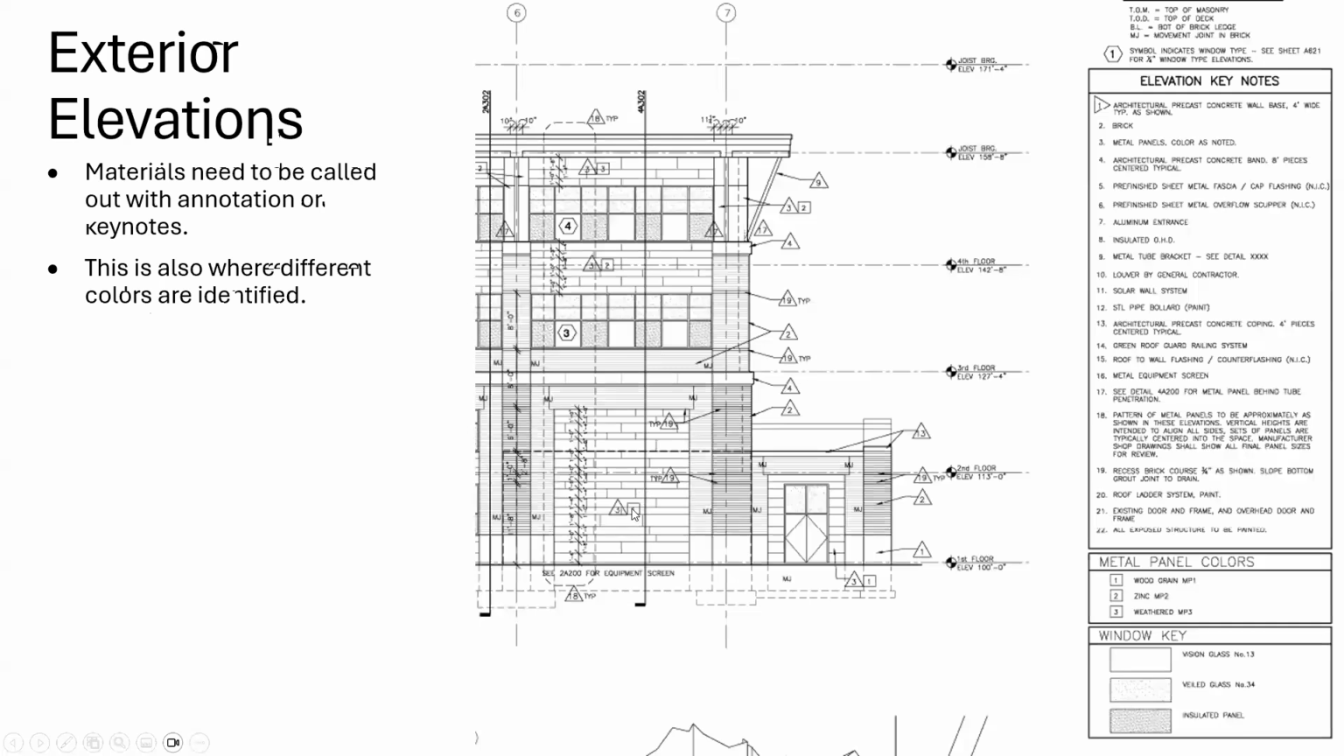Do I see that? Oh yeah, so here's keynote 1. So those are all wood grain panels in that location. Here's keynote 1 again. So those are all wood grain panels in that location. So that's where they let the contractor know where the various colors were.